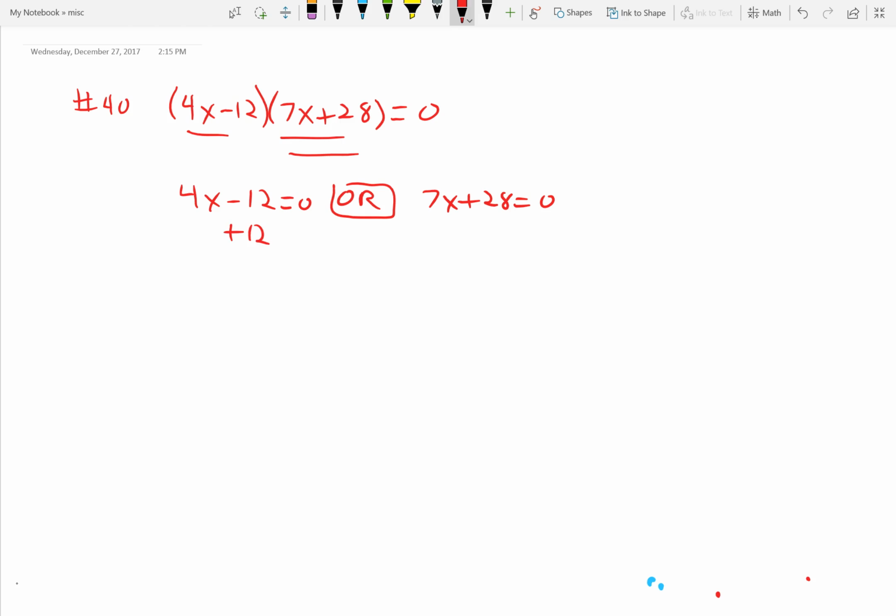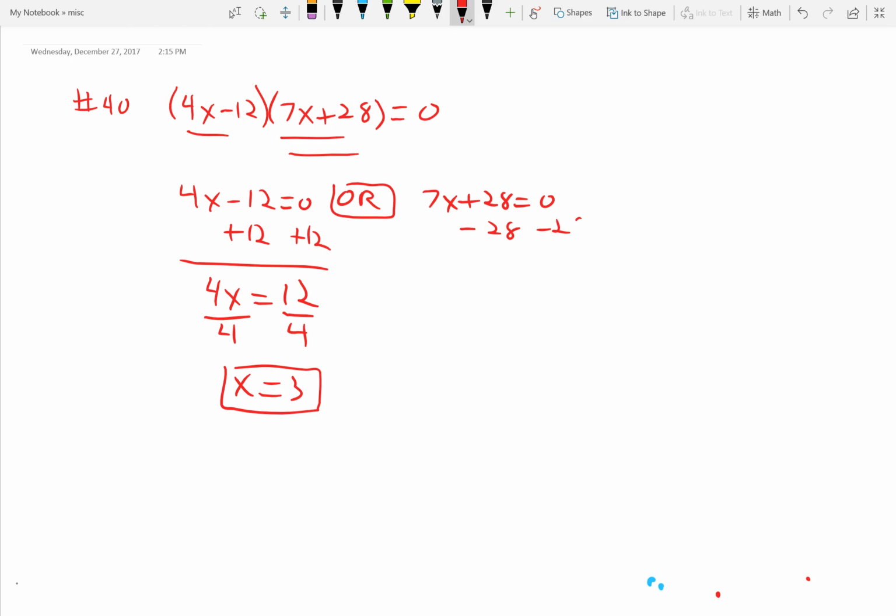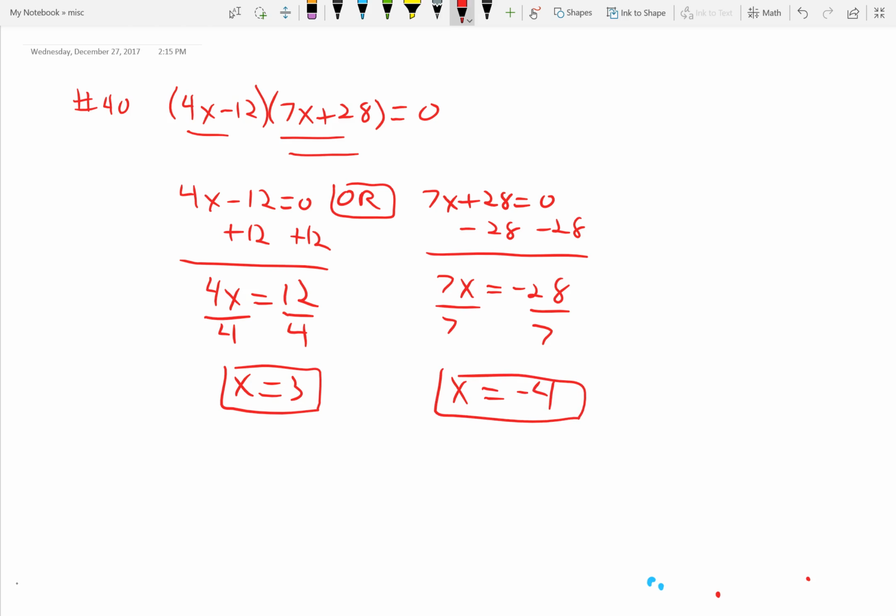Here, adding 12 to both sides, you get 4x is 12, then dividing by 4, x is 3. This is one of your solutions. Here, subtracting 28 on both sides, you get 7x is a negative 28, and dividing by 7, x is a negative 4. These are the two solutions to that equation.